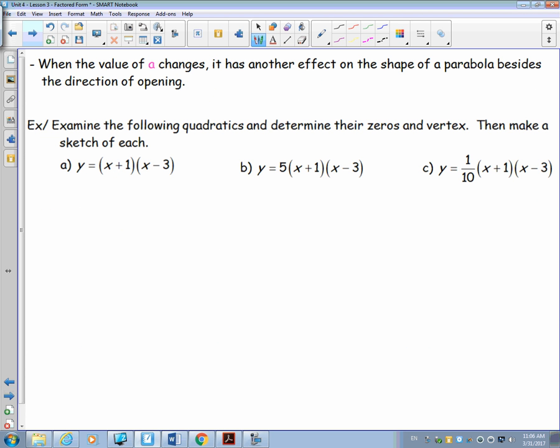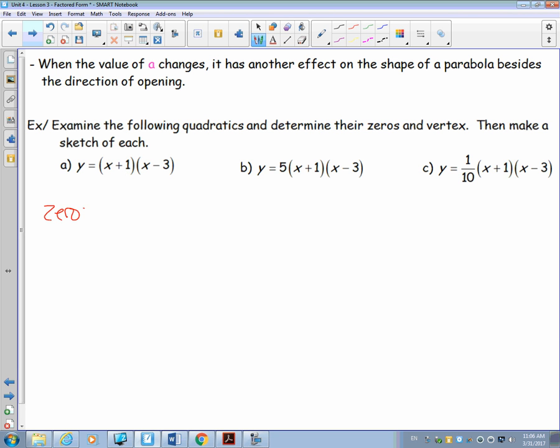Okay, what's something else that can happen? Well, we can change the A value. So A, the fact that it's positive tells me it opens up, negative opens down, but if I change the number of it, it actually does something else. We're going to examine each of these following quadratics to find their zeros and their vertex. Then we're going to make a sketch of each. I guess it's a good practice of what we just did.